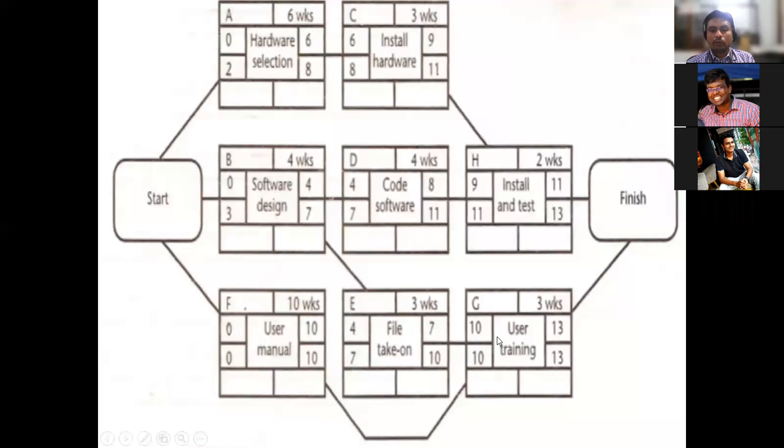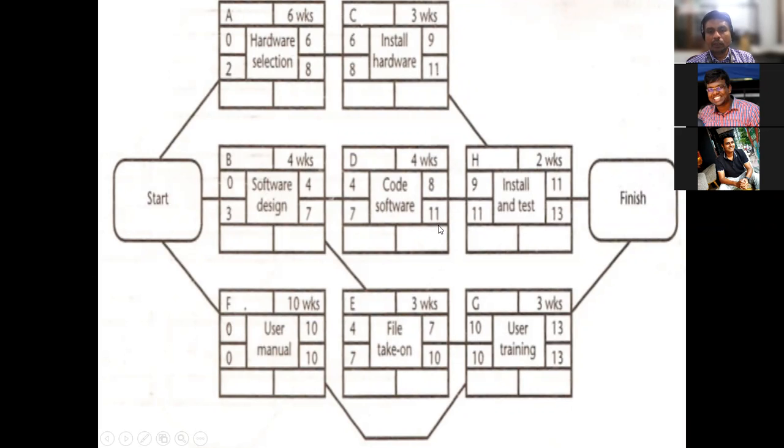And in a similar way, you have to start the user training by the 10th week and complete it by the 13th week. If there is a delay, it is going to affect the event-wise level as well as the entire project level. That is what they are trying to say here. And similarly, if you calculate here, 13 minus 11 is going to be 2. So 2 is the slack value.